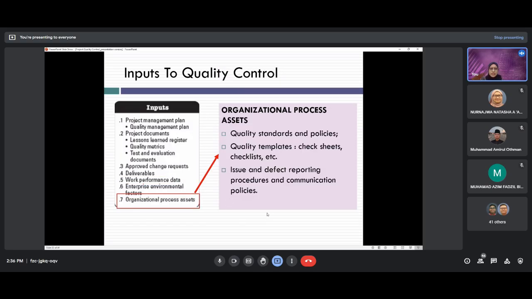This is about the company quality standards and policy, and the templates. Maybe the company has come up with a check sheet or checklist. Issue and defect reporting procedures. How do you want to communicate? What is the organization hierarchy? So these are all the inputs you need to have before you can start with the quality control process.